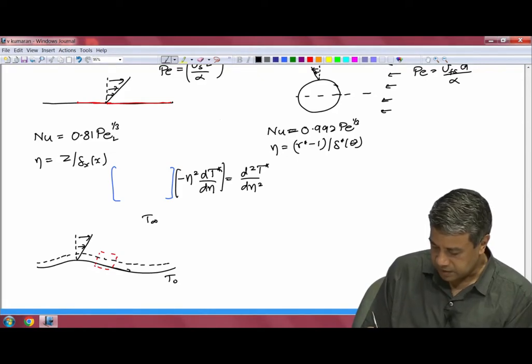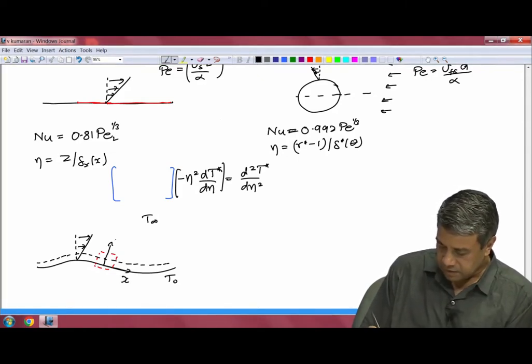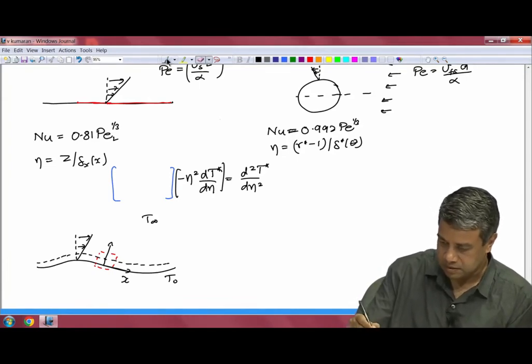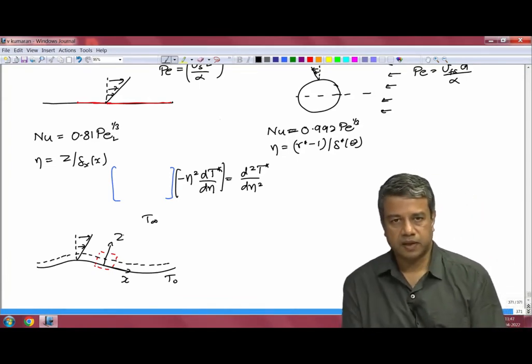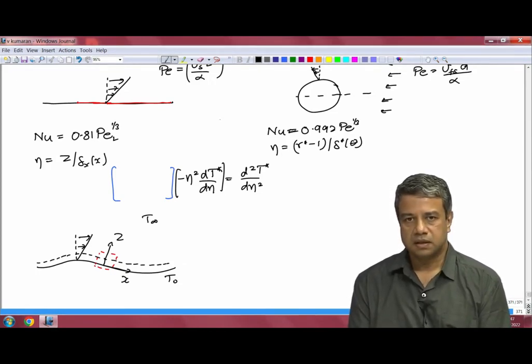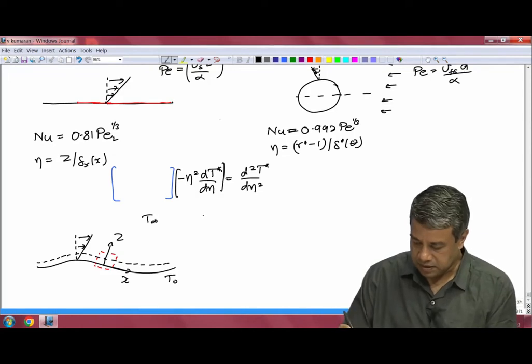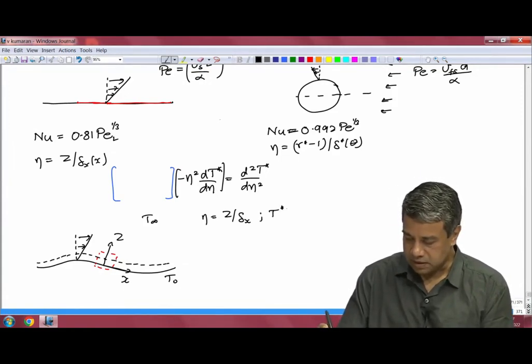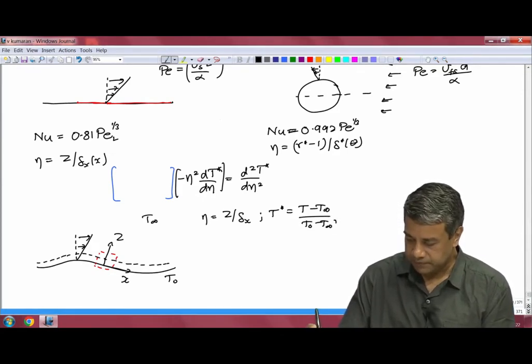So, in that case we can consider the surface to be locally flat, and use a coordinate system whose two coordinates, I will use x and z here because that is what I have been using, are parallel and perpendicular to the surface locally, and analyze the problem in this coordinate system. As usual, you would scale eta equal to z by delta of x, that is a similarity variable, T star equal to (T minus T infinity) by (T naught minus T infinity).